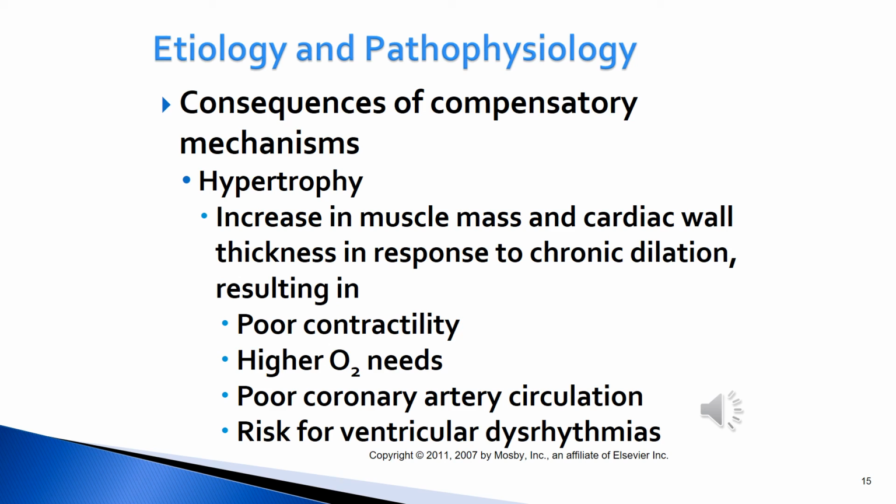Hypertrophy is an increase in muscle mass and cardiac wall thickness in response to chronic dilation. And so this would then result in poor contractility, which we've already discussed, and higher oxygen needs, and that's just due to the fact that because the muscle of the heart isn't pumping properly, oxygenated blood isn't perfusing and getting to the tissues. So if we're having pump failure or heart failure, the oxygenation demands will increase. Poor coronary artery circulation and risk for ventricular dysrhythmias.